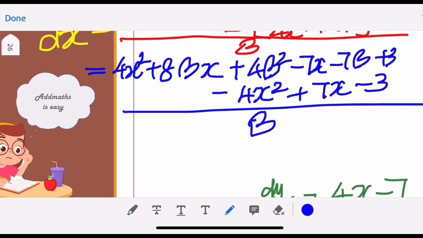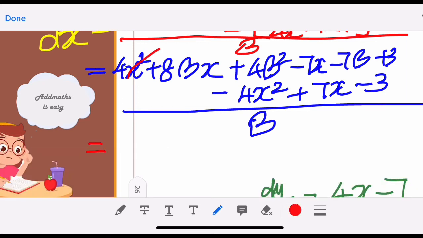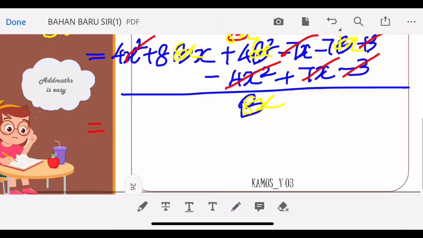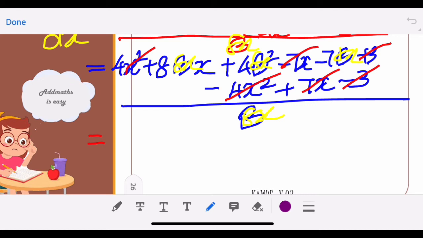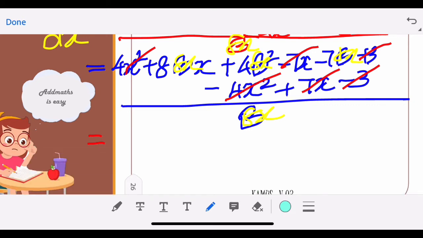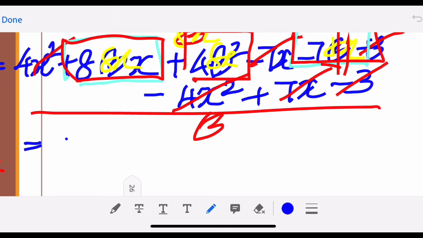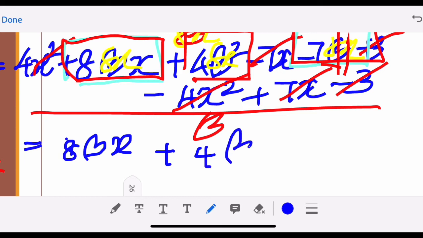Now you simplify to the simplest form, and then you will get the answer for the differentiation using the first principle. So now let's cancel out the ones that we can cancel out. 4x squared can cancel out. So left 8 delta x plus 4 delta squared minus the 7 delta, over the delta. Let's do it carefully because careless mistakes tend to happen here if you are not careful enough. So don't overlook the minus 7 delta there.